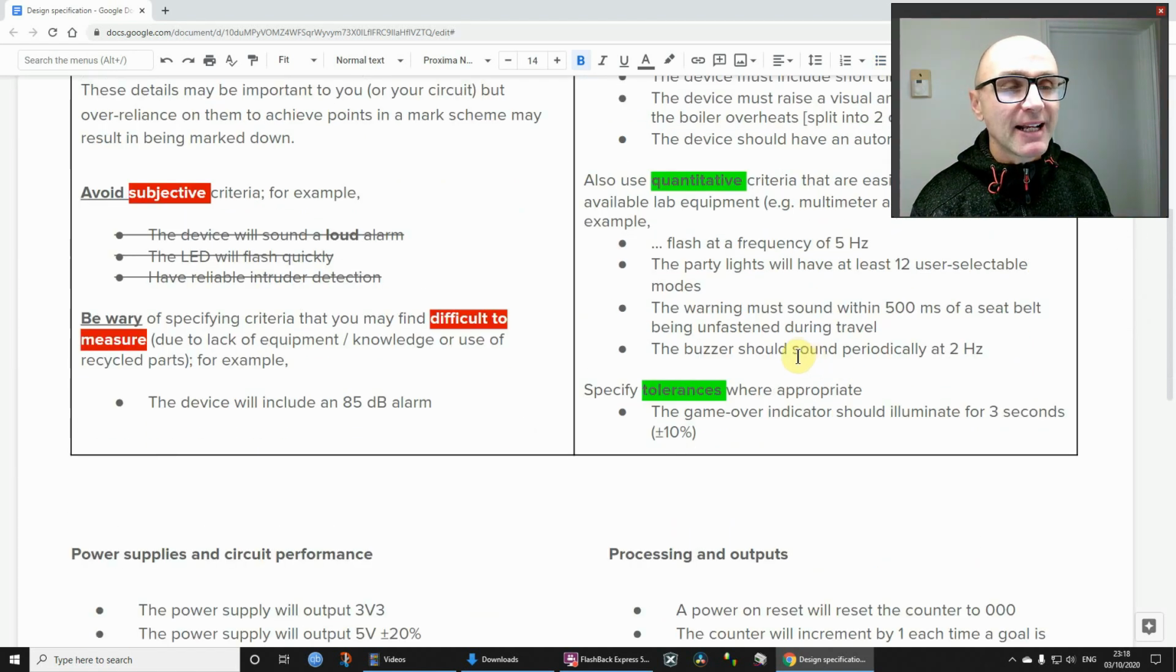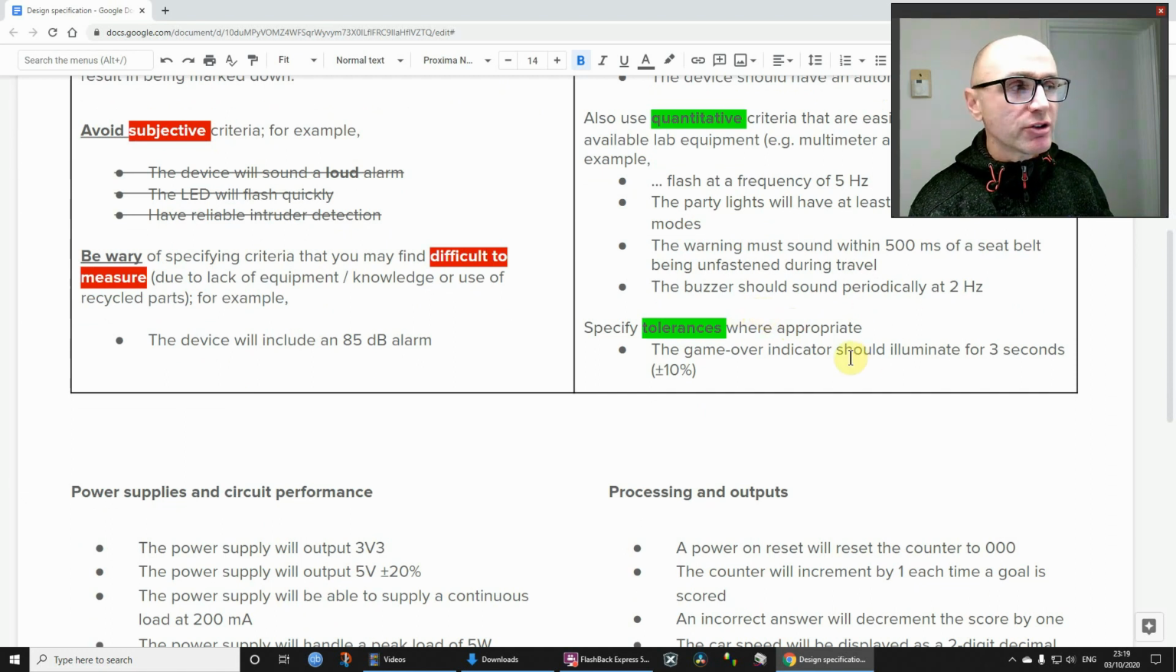If you're making an alarm for, say, someone who's hard of hearing, or particular age groups, you might want to change the frequency. So as long as you have control over the frequency, it's absolutely fine to specify that as a quantitative, measurable criteria. Okay.